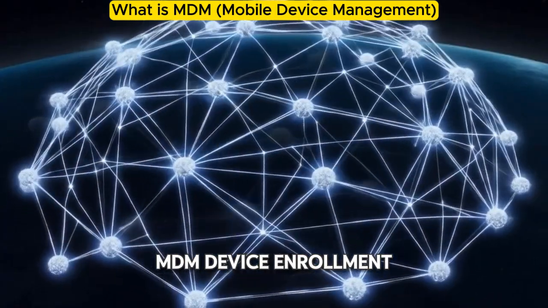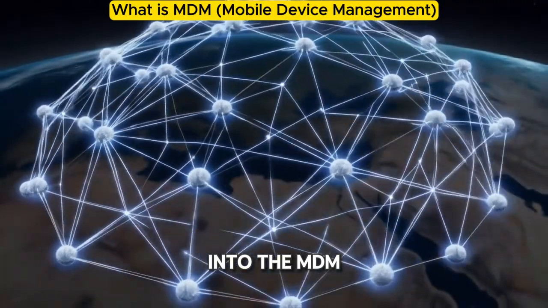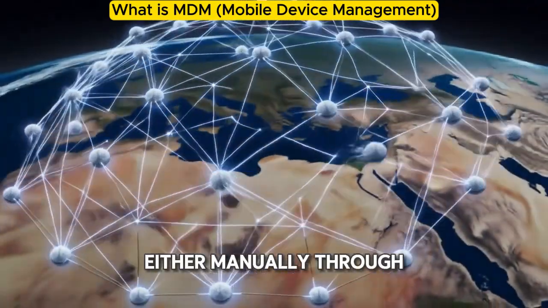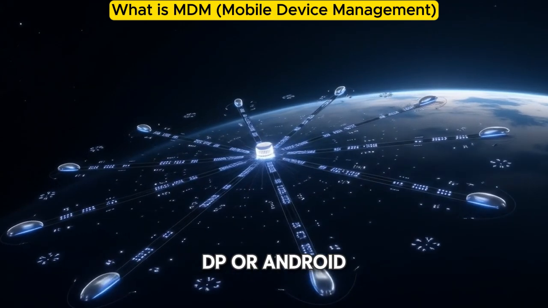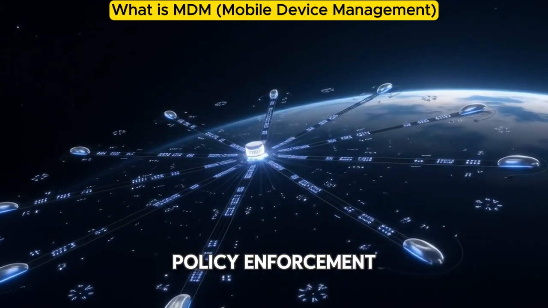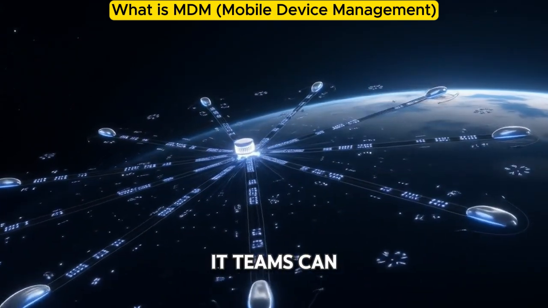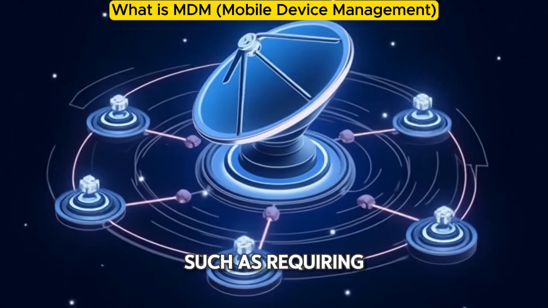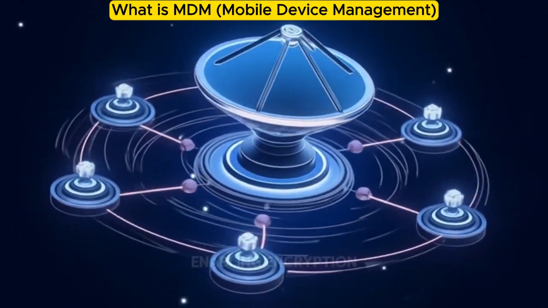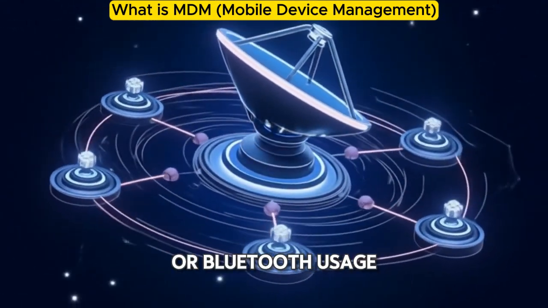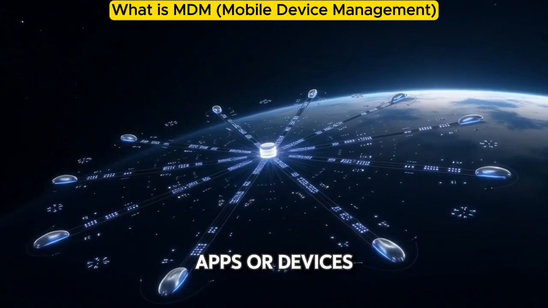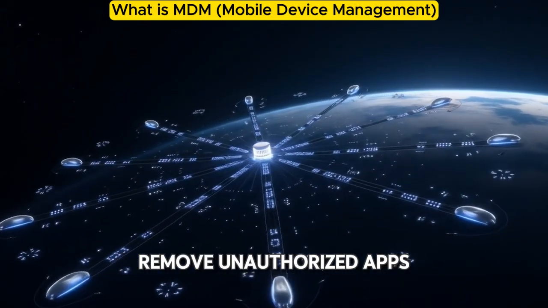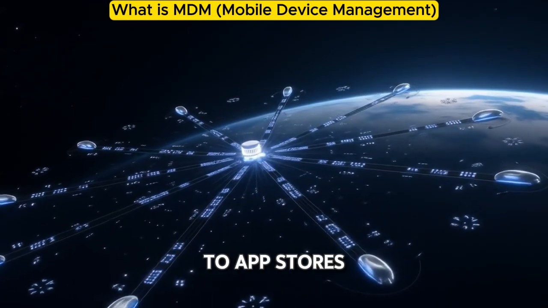Key features of MDM. Device enrollment. Devices are registered into the MDM system, either manually through QR codes or automatically via platforms like Apple DEP or Android Zero-Touch Enrollment. Policy enforcement. IT teams can enforce security settings, such as requiring strong passwords, enabling encryption, and preventing camera or Bluetooth usage. App management. Admins can push approved apps to devices, remove unauthorized apps, or restrict access to app stores.